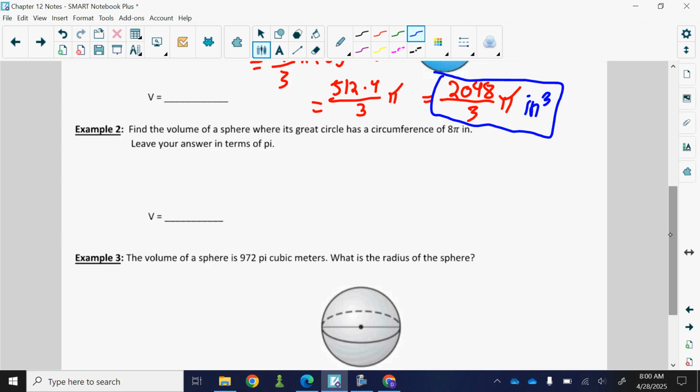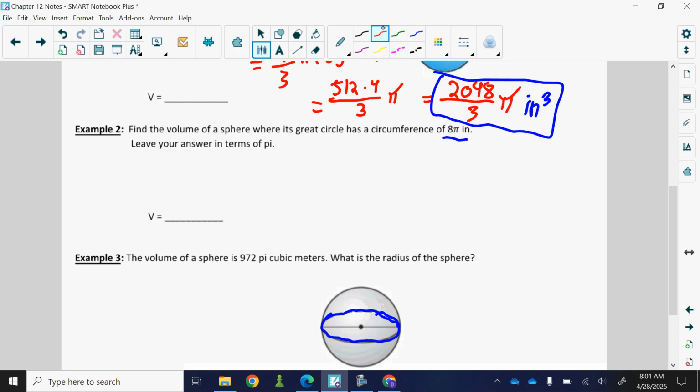Okay, next it says find the volume of a sphere where its great circle has a circumference of 8 pi. So don't forget the great circle, okay, is like in example 3 where I'm highlighting it in blue. That's the great circle. Basically, the great circle will share the same radius as the sphere itself. So the only thing we need to find the volume of the sphere is the radius, and they don't give us the radius directly, but they give us enough information to find it.